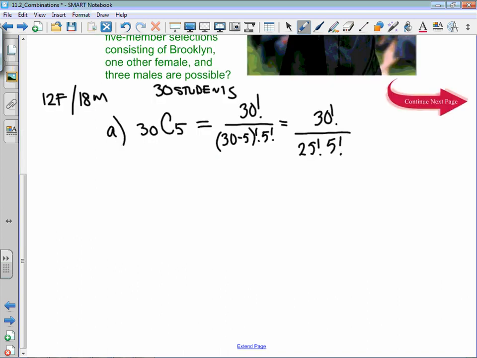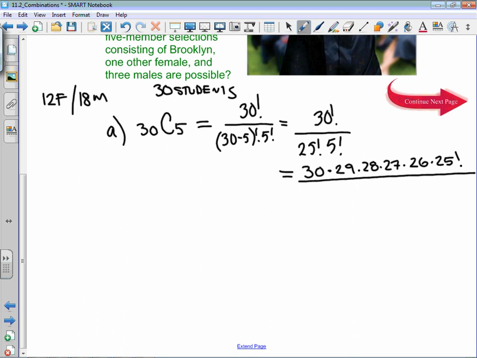The way that you can simplify this is by rewriting 30 factorial to contain 25 factorial in order to make some cancellations. 30 factorial is 30 times 29 times 28 times 27 times 26. And then I'm going to stop there and put the factorial on the 25 instead of writing 25 through 1. And then all of this is divided by 25 factorial times 5 factorial. The 25 factorials would cancel, and I'm left with 30 times 29 times 28 times 27 times 26. And then 5 factorial works out to 120.